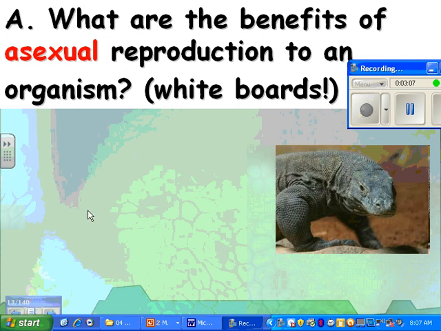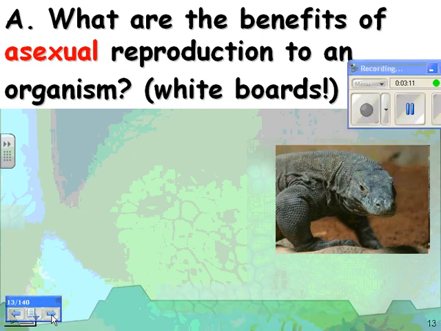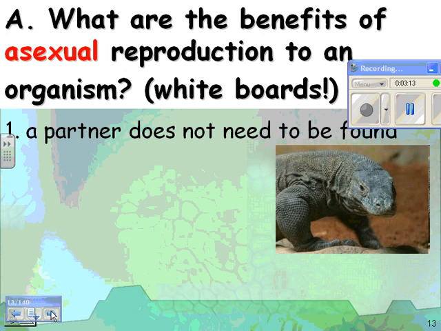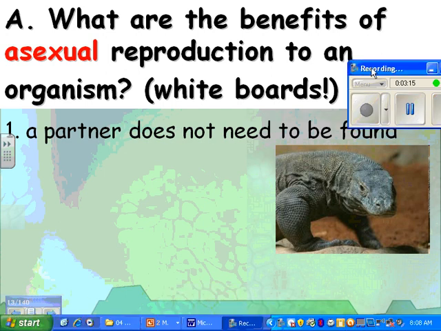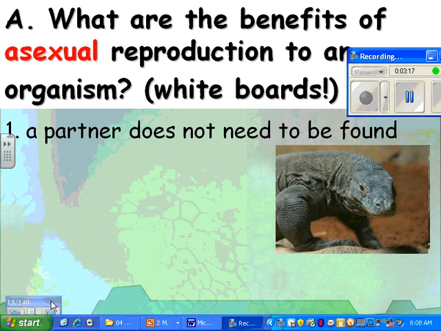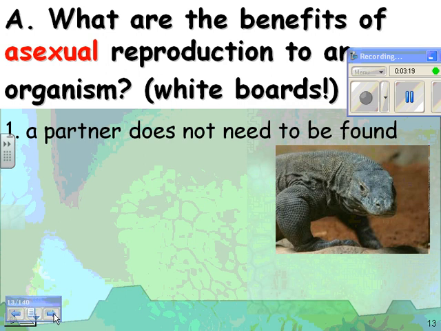So what are the benefits of asexual reproduction to an organism? And so I'm making the kids do this with whiteboards in class, but for you, you can just pause and do it. So the benefit is that you don't need to find a partner, so therefore it's quicker. Not only is it quicker, but it's less dangerous.